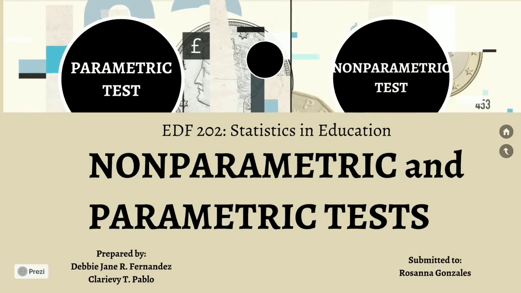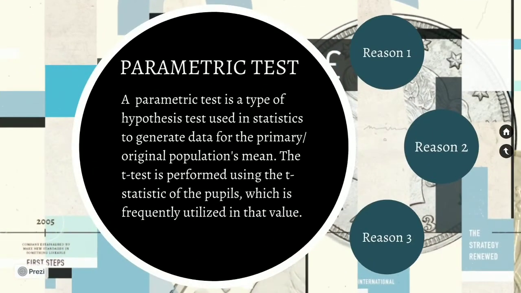Let's begin with the definition of parametric. A parametric test is a type of hypothesis test used in statistics to make inferences about the population's mean. The t-test is performed using the t-statistic, which is frequently utilized. Now, why and when should you use parametric tests?